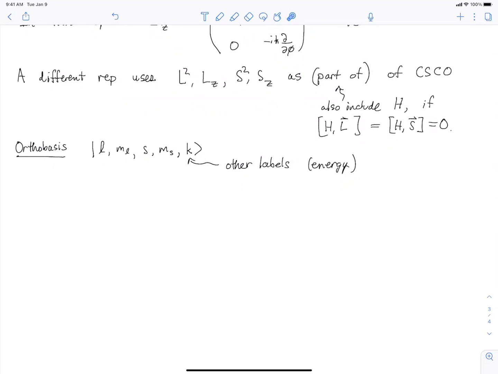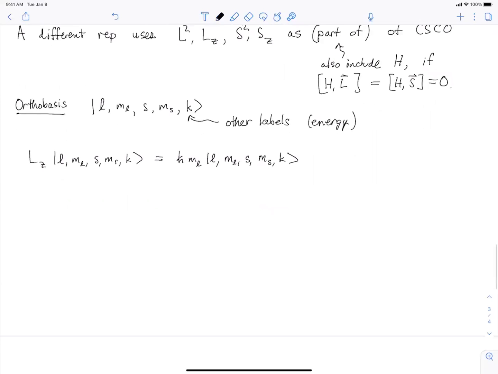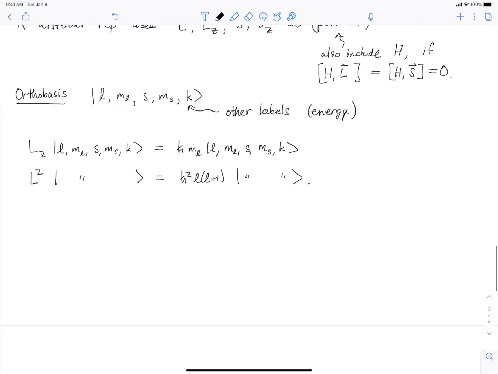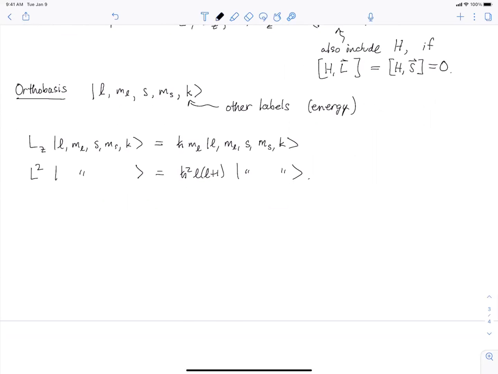All right. So the thing is, for example, let's say I was going to calculate L sub Z acting on such a state. Because we've chosen it to be an eigenstate of all these operators, I can just immediately write down that this is H bar times M sub L times the same state again. Okay, and if I were to write down L squared, same stuff, equals H bar squared, L times L plus 1, same state. Okay, and so in this representation, we often work directly with the kets and bras.